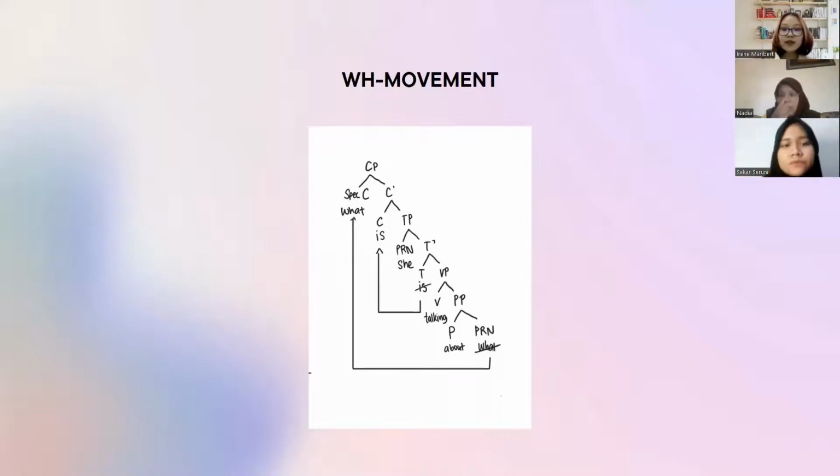The first one is the T to C movement or the head movement. The is from the T is moving to is in C. And the second one is the word what in pronoun moves to spec C or the specifier C of CP to be an interrogative clause. And the third sentence will be analyzed by my friend Nadia.